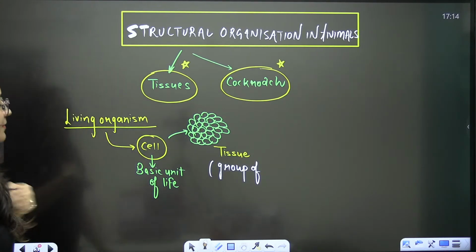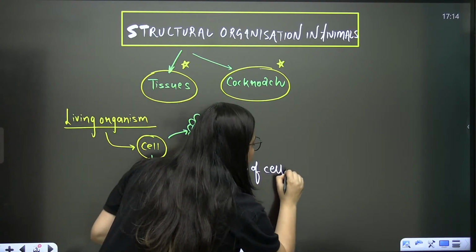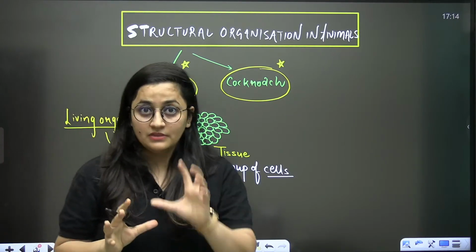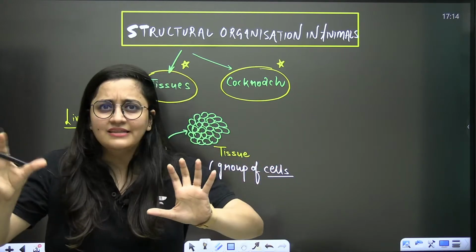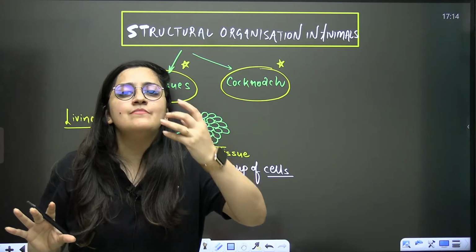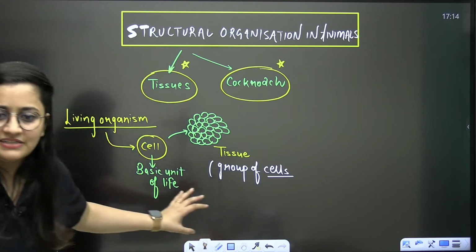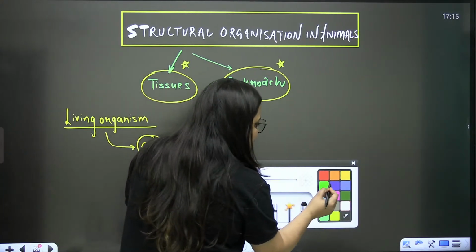So when you talk about the tissue, tissue is a group of cells. These cells can be similar, they can be dissimilar. This is important. Or you can say a group of cells having the same function, having the same origin. We will discuss this part in detail. As of now, you just need to keep in your head that it is a group of cells.